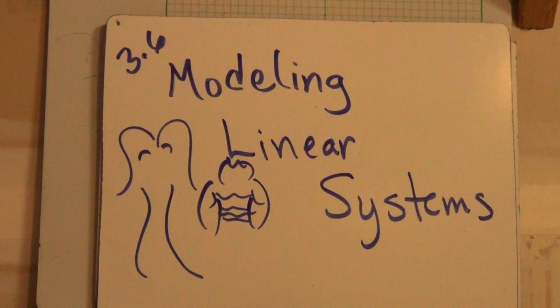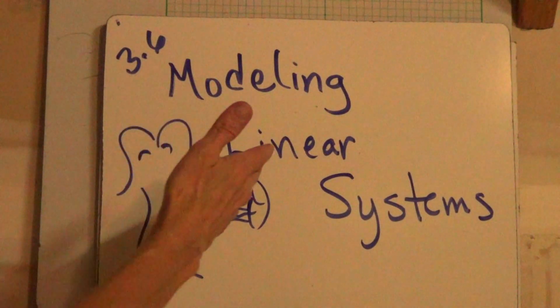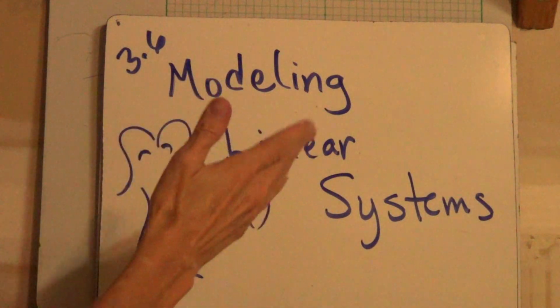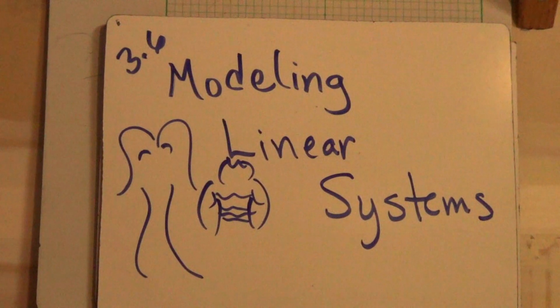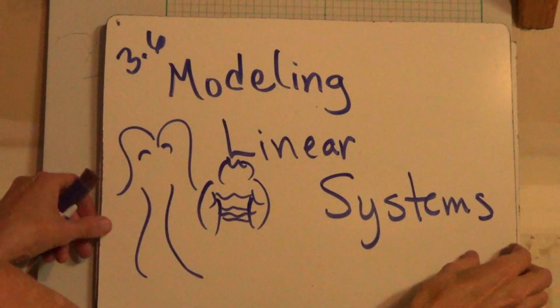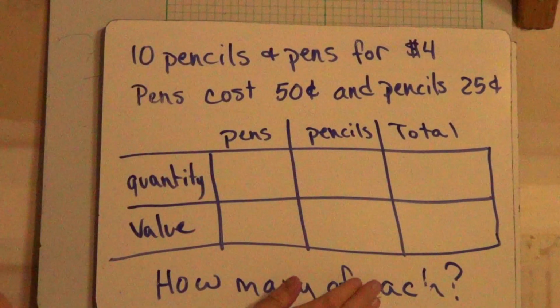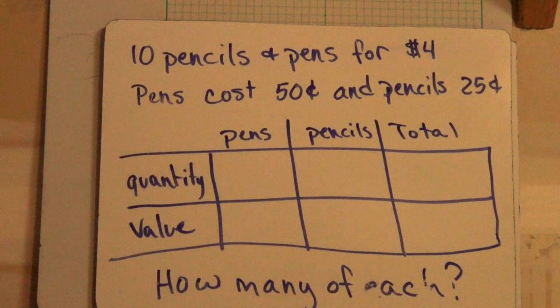Welcome, this is modeling linear systems. Linear means that we're going with an exponent of 1, so it's x to the first or y to the first. Systems means 2 or more equations. So modeling generally means it's going to be real world.